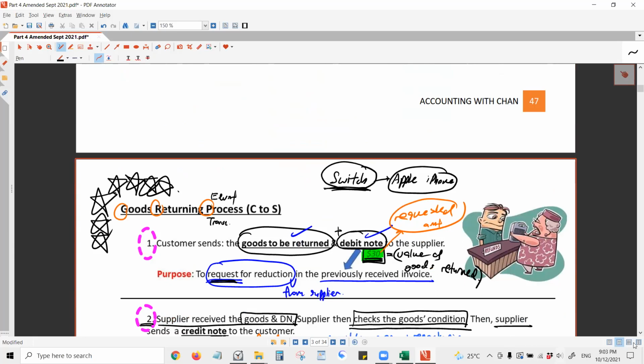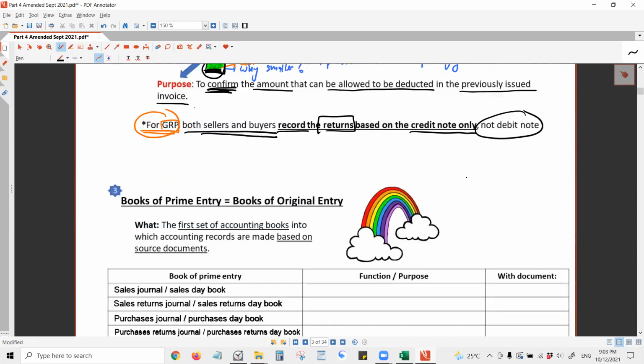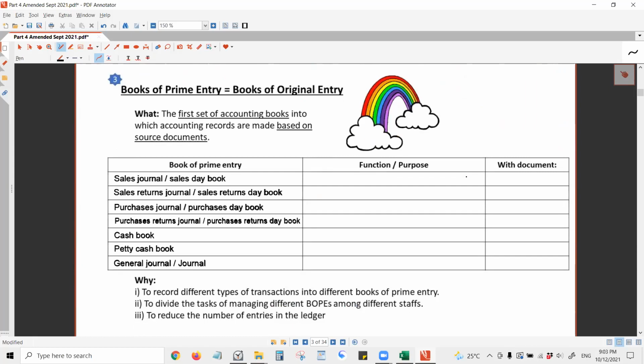But before that, we also went through the goods returning process in detail. And before we look at all the documents, how they look and how to read them, now let's understand what the 7 books of prime entry are. So think of the rainbow, think of book of prime entry. There are 7 books of prime entry. The synonym is book of original entry. Book of prime entry means the same as book of original entry.